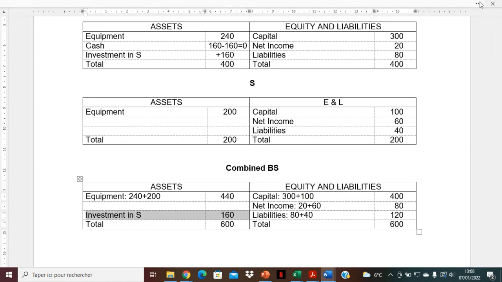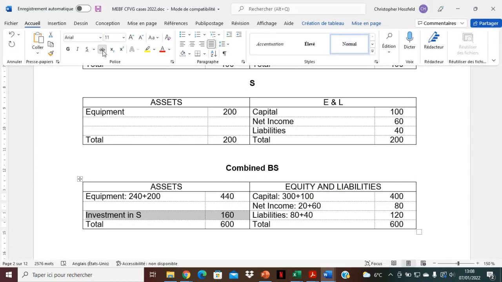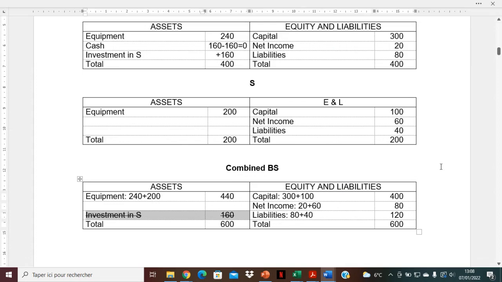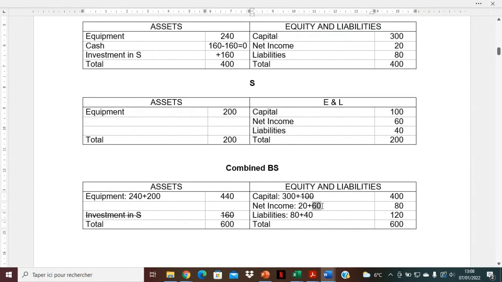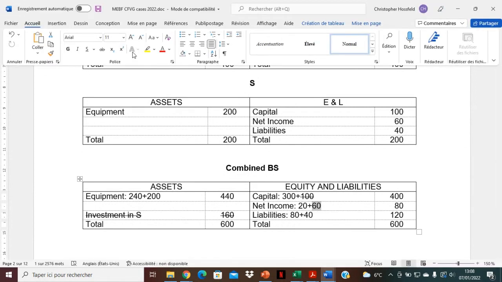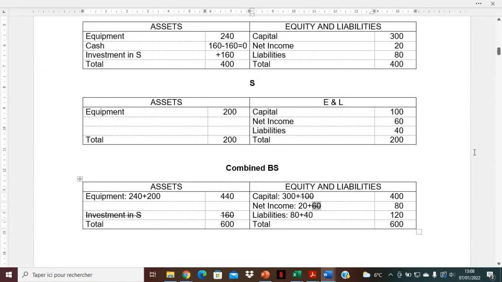And therefore, let me see where I can do this. I will delete this, the investment, and I need to eliminate the equity of the subsidiary at the acquisition date. That means here I will delete the capital of 100, and I will also delete the net income of 100. Both of these items will be deleted. So that means I delete 160 on the asset side, I delete 160 on the equity and liability side.